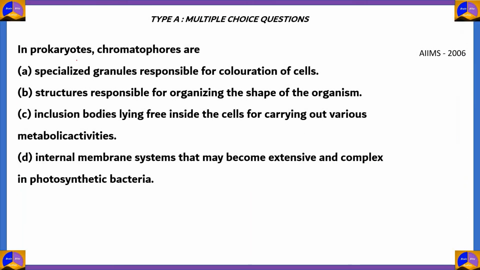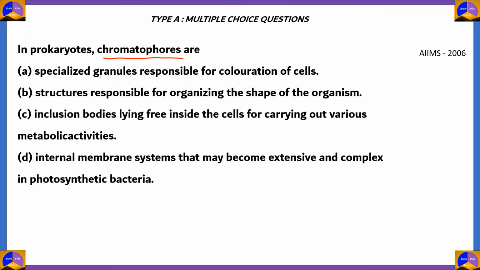Next question. In prokaryotes, chromatophores are A, specialized granules responsible for coloration of cells, B, structures responsible for organizing the shape of the organism, C, inclusion bodies lying free inside the cells for carrying out various metabolic activities, or D, internal membrane systems that may become extensive and complex in photosynthetic bacteria. So, which of these is the right option?